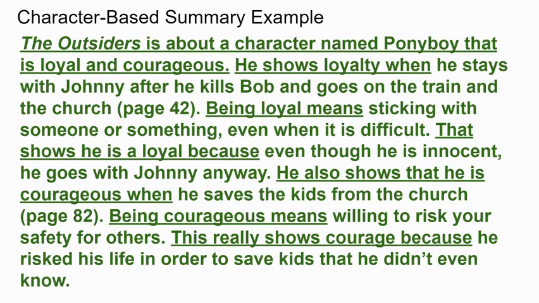Then I go into a second trait. I say, he also shows that he is courageous when he saves the kids from the church. That happens on page 82. Being courageous means willing to risk your safety for others. This really shows courage because he risked his life in order to save kids that he didn't even know. Notice that I did the exact same format when I was writing about the second trait. That's an example of a character-based summary.